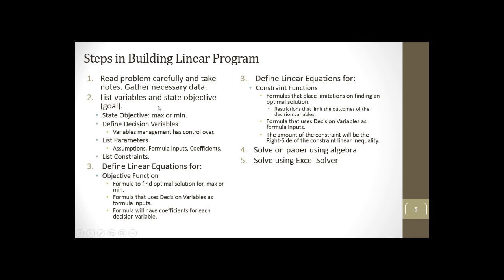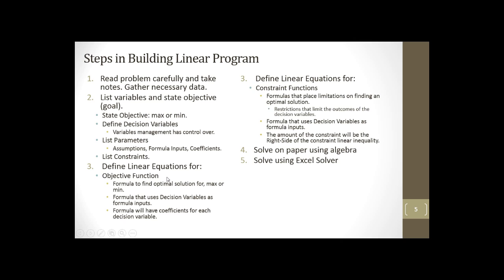Then we're going to list the variables and state objective. State objective either to maximize or minimize some function. Define decision variables. Decision variables are variables that managers have control over. List all the parameters, assumptions, formula, inputs, and coefficients. That just means the number in front of the decision variable. List the constraints. Then we have to, number 3, define our linear equations.